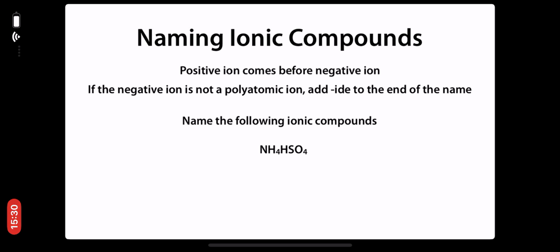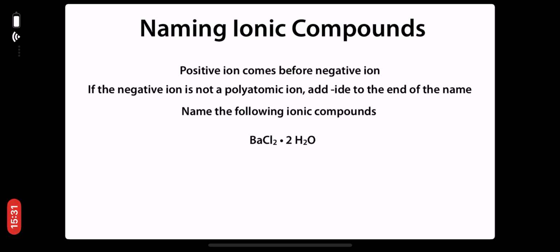NH4HSO4, which is made from NH4+ and HSO4-. These are two polyatomic ions. NH4+ is ammonium, and HSO4- is hydrogen sulfate. So this compound is called ammonium hydrogen sulfate. Al2O3, which is formed from aluminum and oxygen, is aluminum oxide. We add IDE to the end of the name because oxygen is not a polyatomic ion.